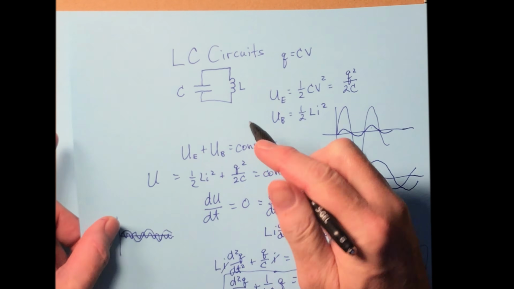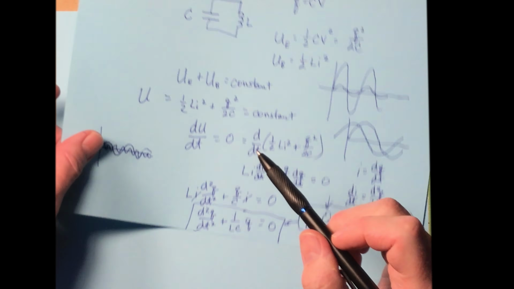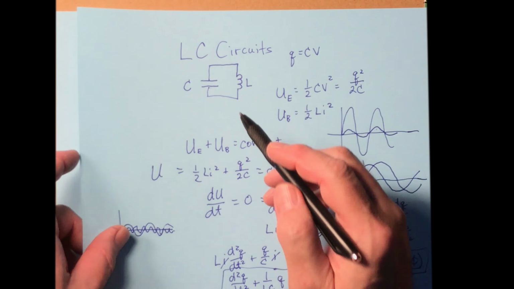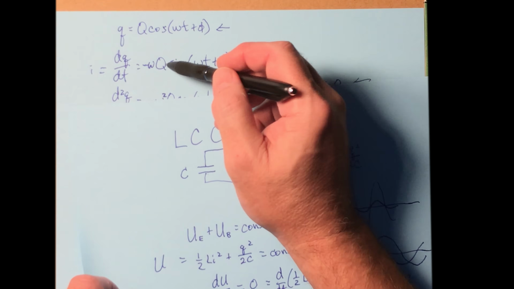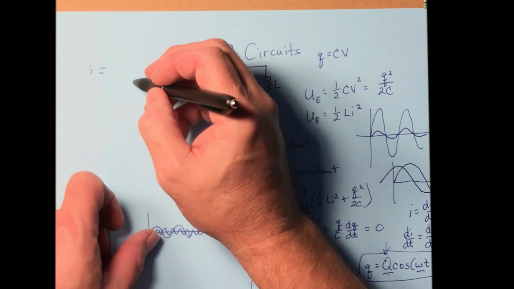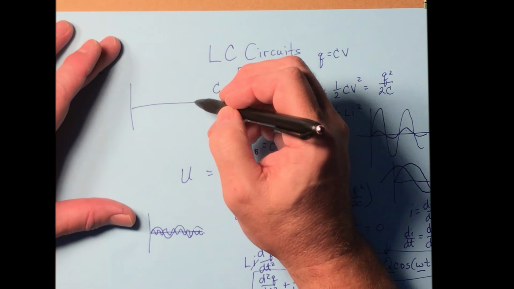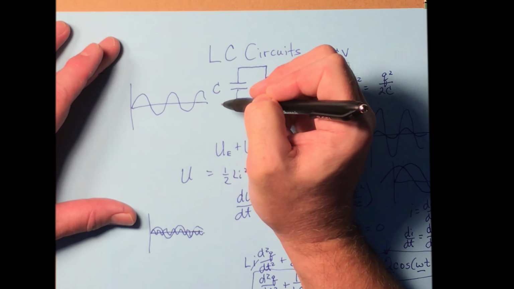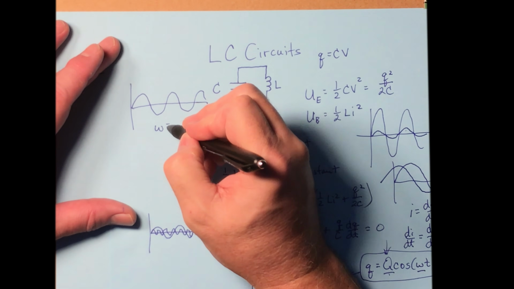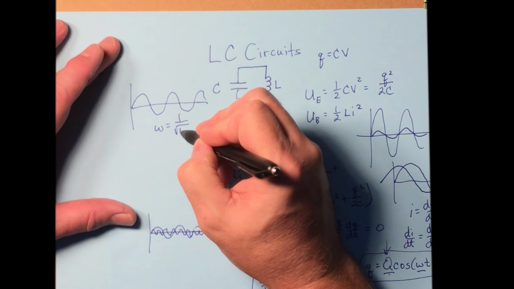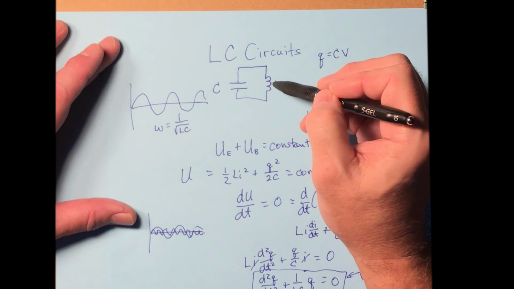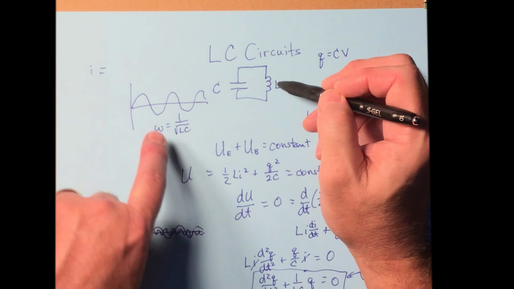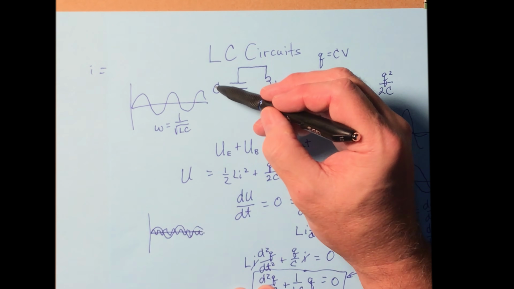That means if we go back here to our circuit and we figure out what Q is, then we also have figured out what I is. I is just a sine function. So the current in this case is going to look something like that, and it's going to vary over time. The frequency at which it varies is going to be 1 over the square root of LC, and you can choose how fast the oscillation occurs by picking your values of L and C.